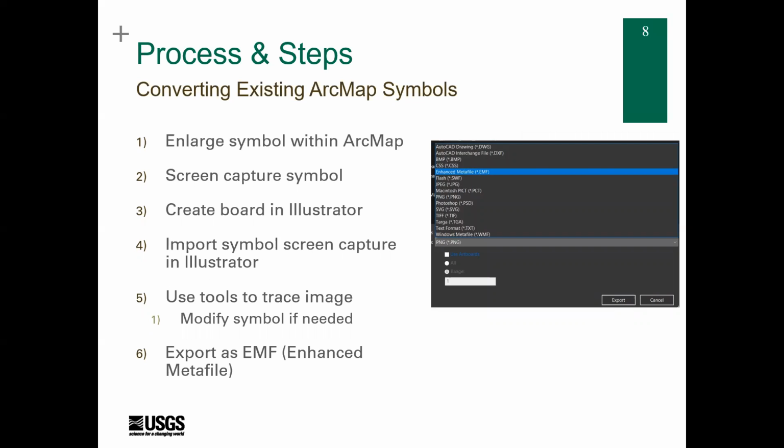Once you're happy with your symbol, we are ready for export. Turn off the screen capture layer. The only layer we want to export is the image that you recreated in Illustrator. Go to File, Export, and Export As. Under the file type, choose Enhanced Metafile, EMF.